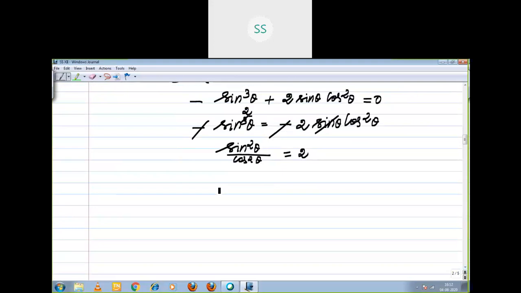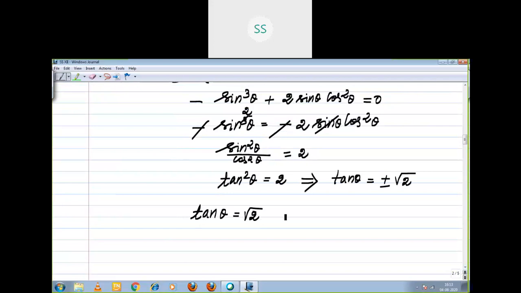Which implies tan square theta equal to 2, which implies tan theta equal to plus or minus root 2. But it is in the first quadrant, so you should take only the positive value. Tan theta equal to root 2, which implies theta equal to tan inverse root 2. You proved that.